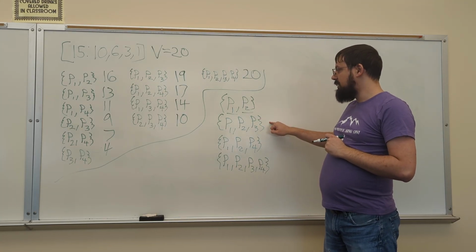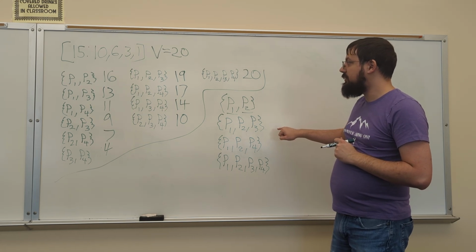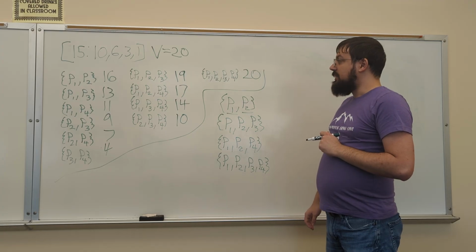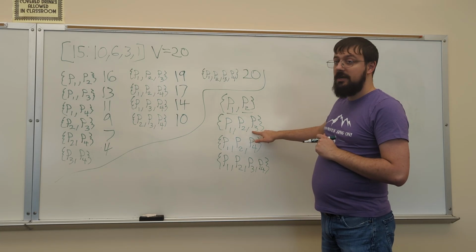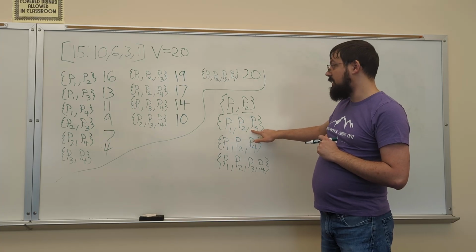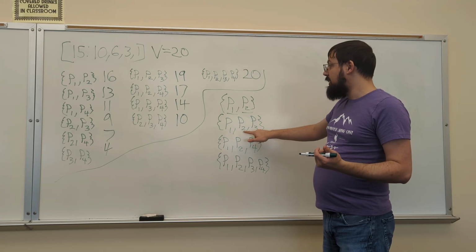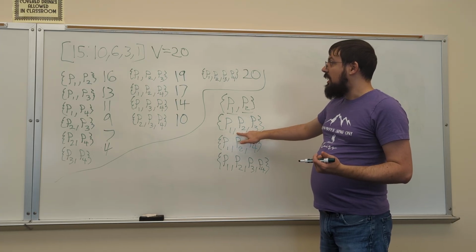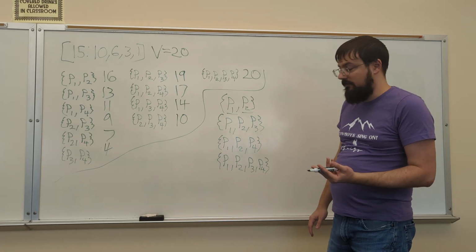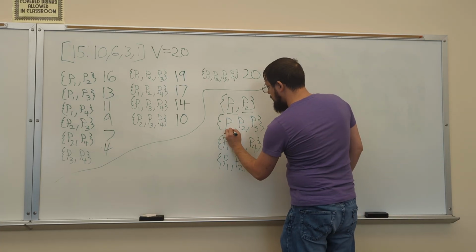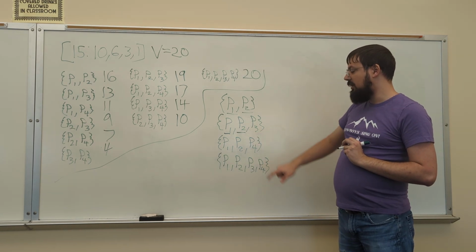Next we have P1, P2, and P3. So this coalition has 19 votes total. In this case, if we get rid of P3, we still have 16 votes. So P3 is not a critical player in this case, because if we get rid of P3, we still have enough votes for the motion to pass. However, if we get rid of P1 or P2, either one of those will drop us down to not enough votes, basically less than 15 votes. So P1 and P2 are still critical players in this coalition, P3 is not.